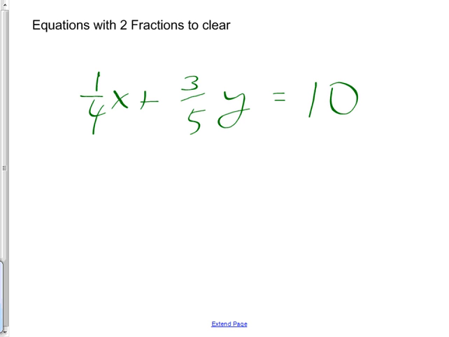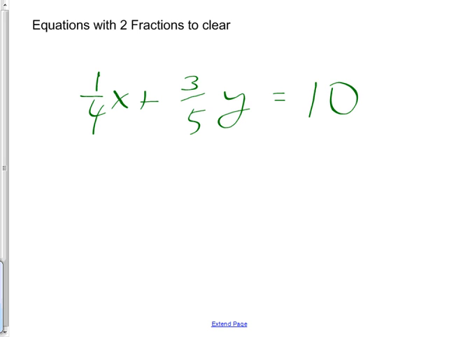So how about if we have equations with 2 fractions to clear? All right, I made this up because I know what you have to know for the test, and I also know what you have on your worksheet. And so what if you got a couple fractions to clear? What if it's like 1/4 x plus 3/5 y equals 10? Notice how it's got a couple fractions in it? Can I find common denominators and add them and all that? Yes, but it's a real pain in the butt. So I'm going to show you an awesome way to get rid of all the fractions in your problem.